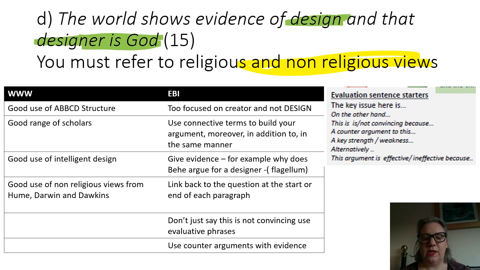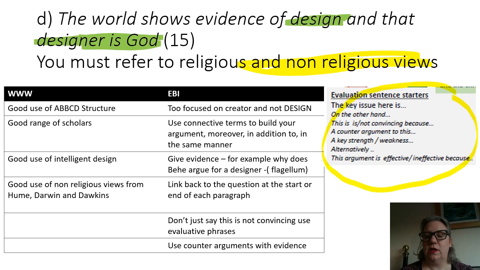When you're doing your decide bit at the end, don't just say, I find this convincing, and then move on. That's pointless. Tell me why it's convincing. And when doing so, you might want to use some of our evaluation sentence starters. When talking about whether things are convincing or not, you might say the argument is effective or ineffective because, a key strength or weakness is, or this is not convincing because.